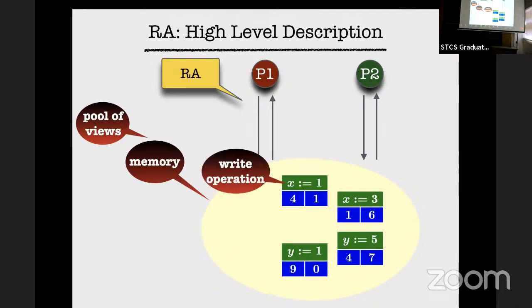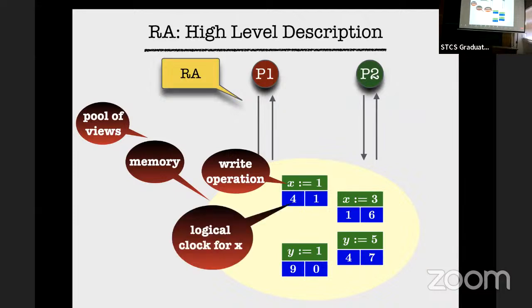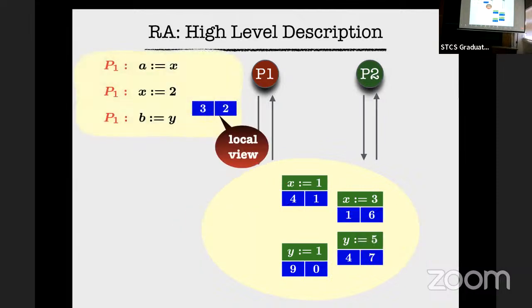Each such view is created when a write operation happens. And these two things are called logical clocks for x and logical clocks for y. Because I have only two variables; with n variables, this bottom thing will be of length n. So now let's actually see an example.